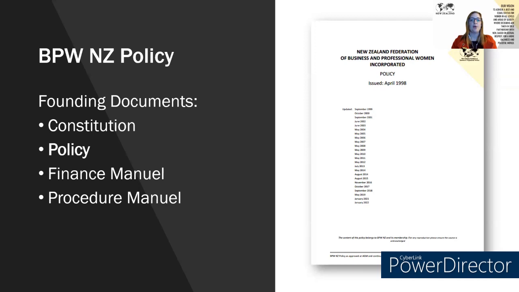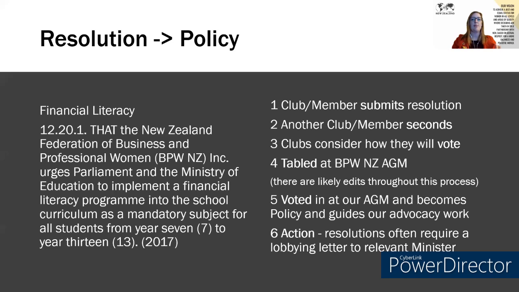So a local club is going to come up with a resolution, it gets put forward to our AGM, it ends up in our New Zealand policy document. But I think we can expand on that process a little bit more, in a little bit more of a practical way. Resolutions to policy. How does this happen?